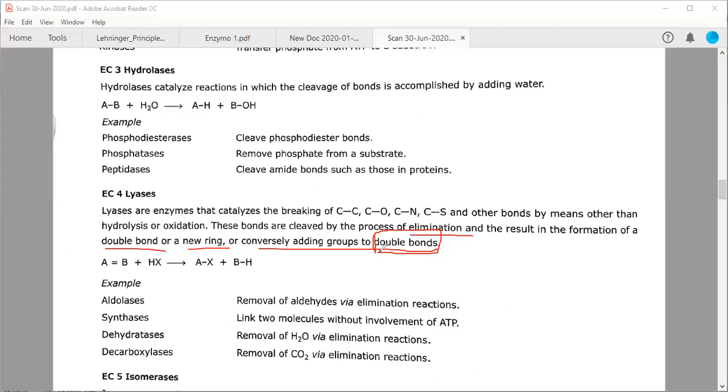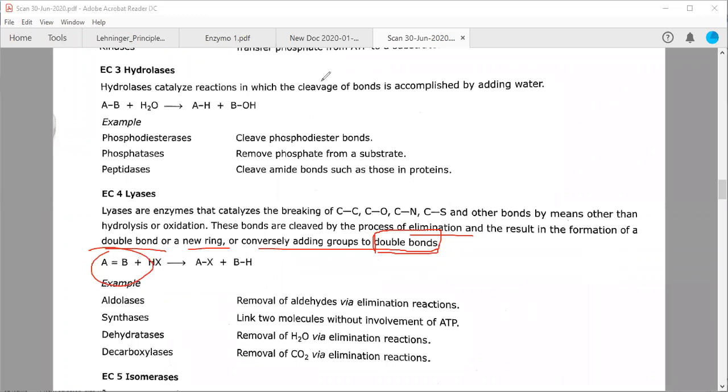Either they will break the double bond or they will create a double bond or a ring system. So they're called lyase. For example, this is a double bond, and there is another substrate having a functional group X. So this functional group will be added to this double bond, so that A will form a bond with the X, and the B will bond with the other hydrogen. Or conversely, A will form a bond with X, or B is having H, and this bond will be converted into a single bond. This is also possible.